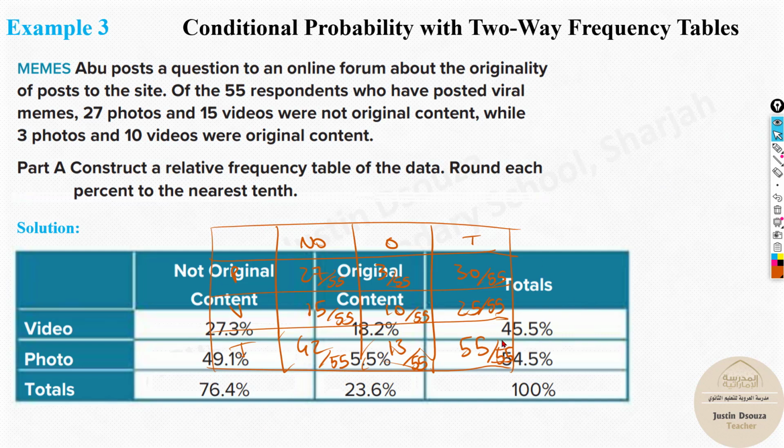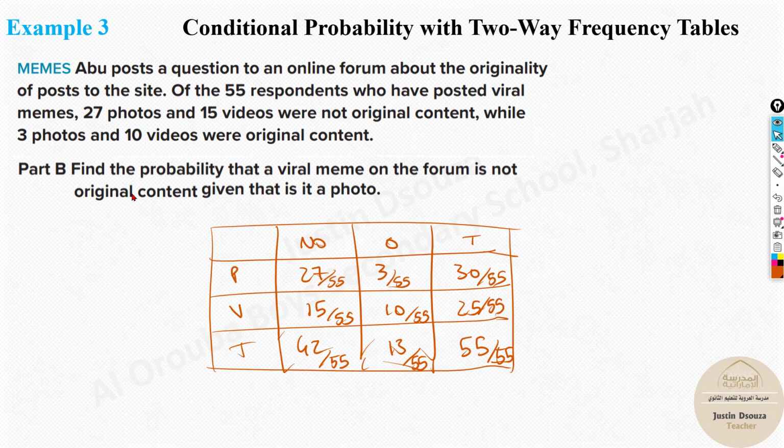Okay, now I have not kept it in percentage, but if you solve it, it'll be in percentage. And I just realized the videos are first, photos are second. It's fine, whichever you do, the table will be correct itself. And part B is to find the probability that a viral meme on the forum is not original content given that it's a photo. So it's what we had done in the last lesson.